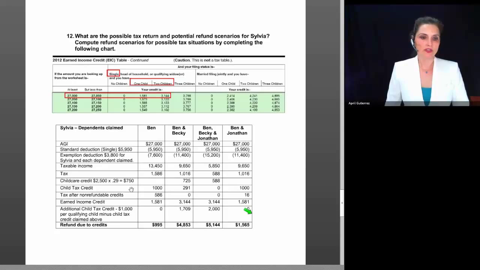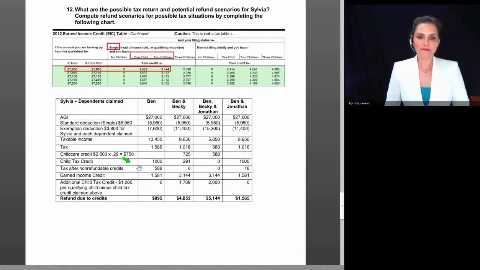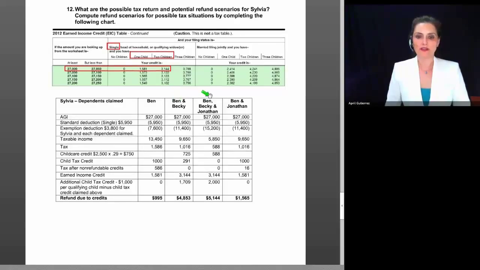Now moving over to Sylvia. Sylvia can never qualify for earned income credit on three children. The most she can qualify for is two children, Ben and Becky. And in this column and this column, you can see we've awarded her Becky and earned income credit associated with Becky. An important thing goes on here in terms of the child care credit, in that if she does not claim Becky, she's going to lose the $725 tax benefit associated with Becky.